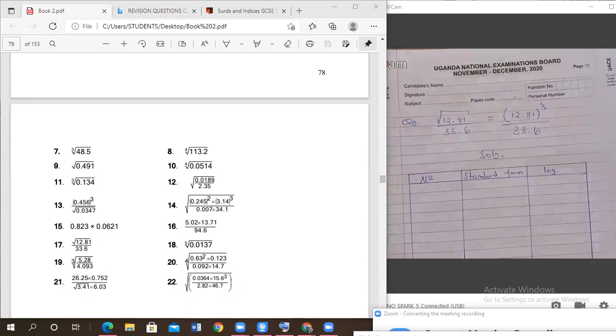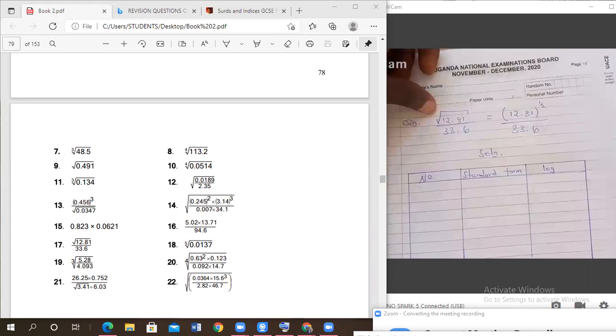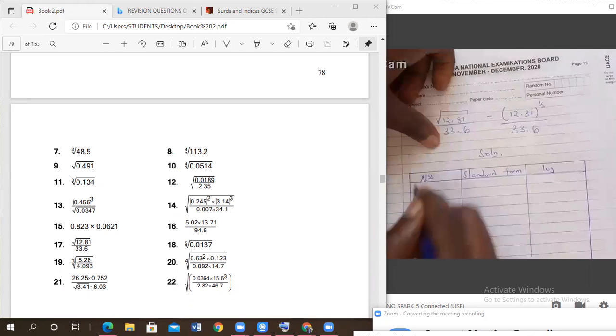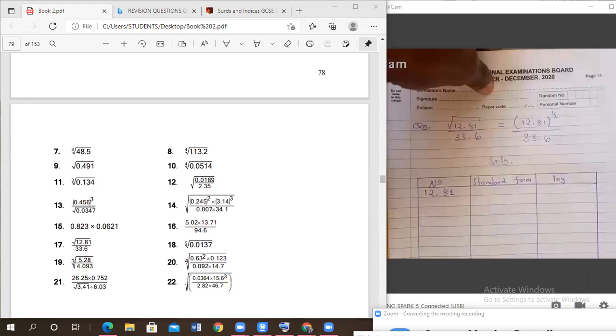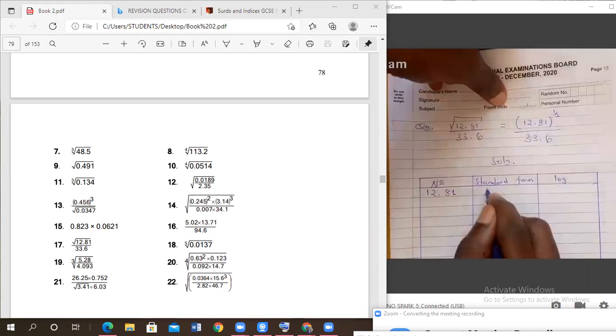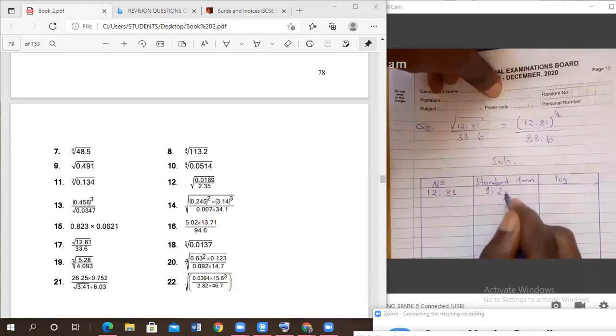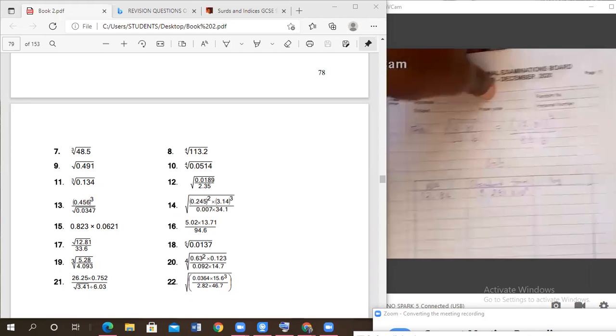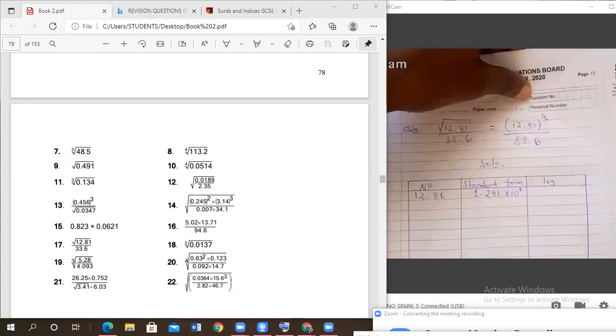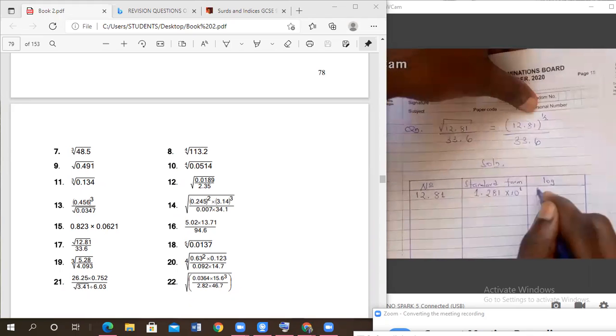So the first number is what? Our first number is 12.81. What is it in standard form? It is 1.281 times 10 to the power. How many steps have we moved? Only one step. So we shall have 1 point.